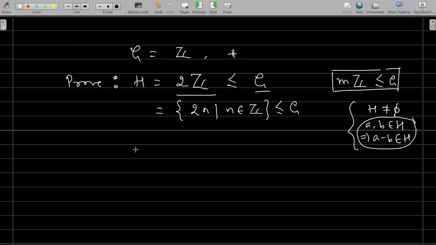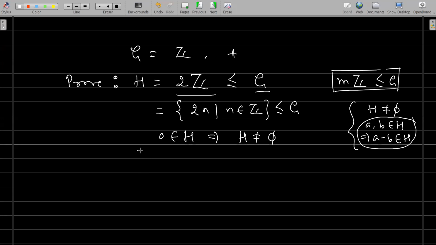So why is it non-empty? In fact, there are infinitely many elements. So absolutely no problem to claim that it is non-empty, right? Any multiple of 2 is going to be inside H. 0 obviously belongs to H. So I can say H is non-empty. Or I can say 2 belongs to H. So H is non-empty, or in fact H has infinitely many elements. So that is no problem.